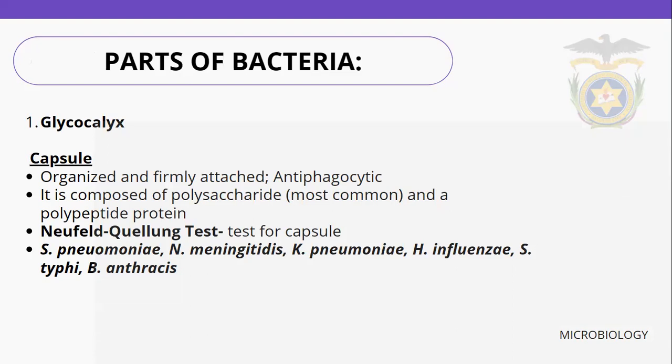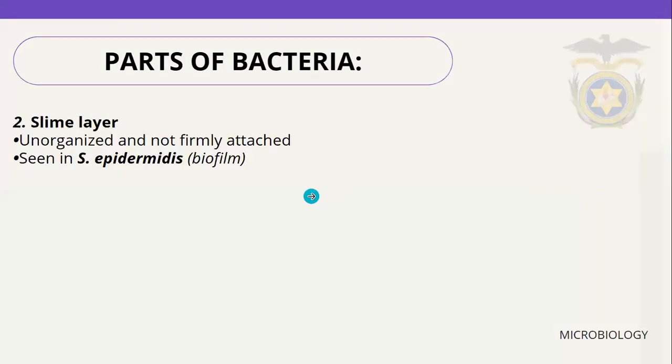And some of the bacteria that have capsule here, we have the Streptococcus pneumoniae, Neisseria meningitidis, Klebsiella pneumoniae, Haemophilus influenzae, Salmonella typhi, and Bacillus anthracis. I want you to remember the Bacillus anthracis. It has the poly-D-glutamic acid capsule, which is not a true capsule, and it is stained by the McFadyean stain. The next one, we have the slime layer, which is unorganized and not firmly attached, and it is seen in Staphylococcus epidermidis, which is a biofilm.